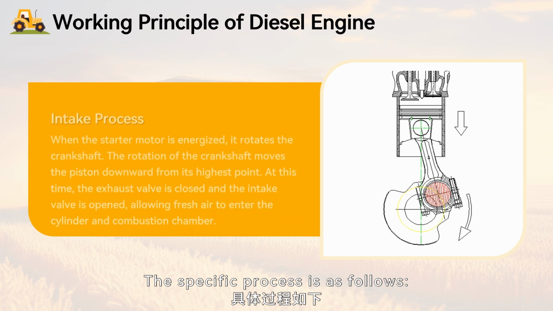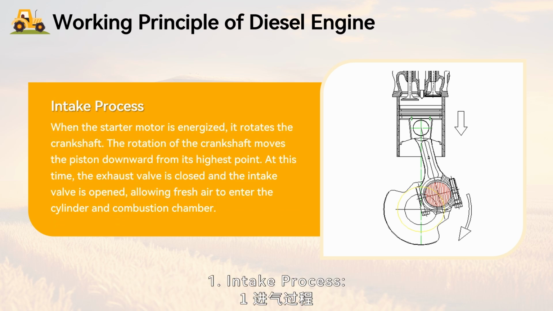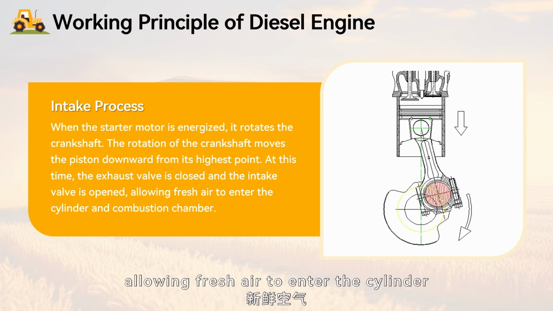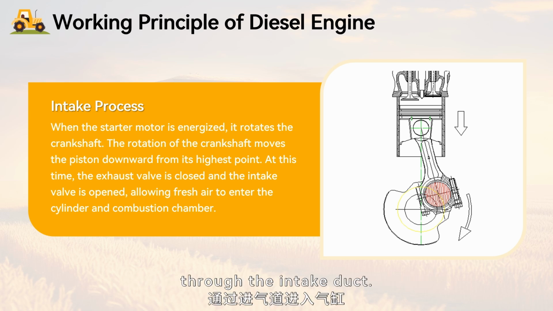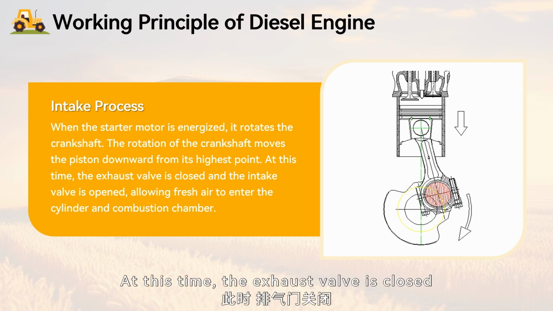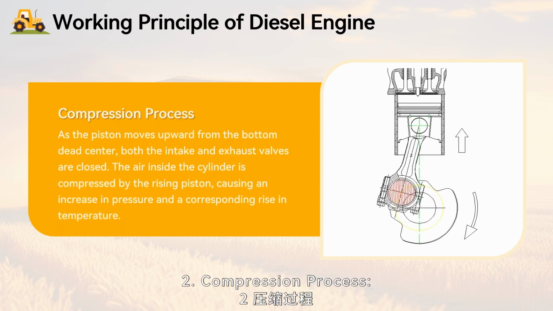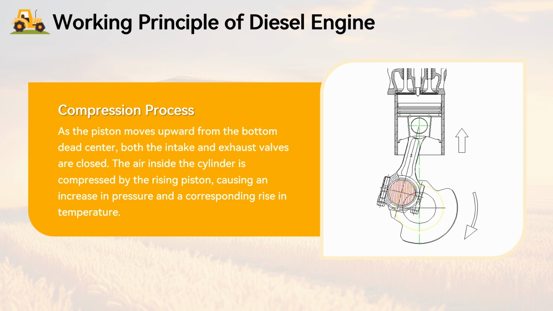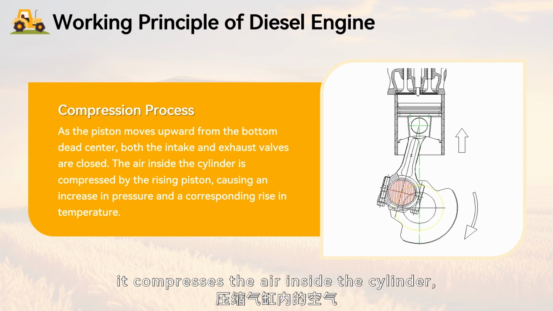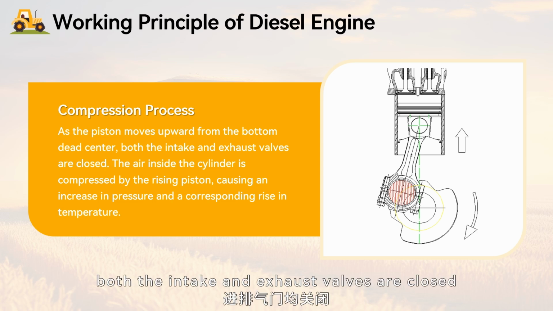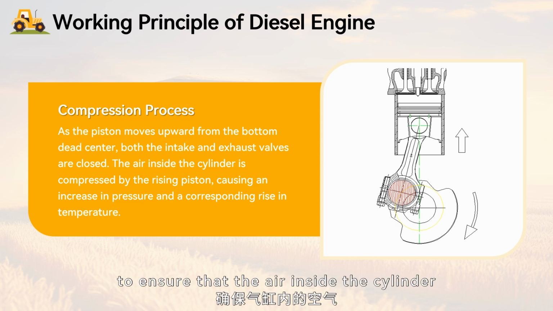The specific process is as follows. 1. Intake process. During the downward movement of the piston, the intake valve opens, allowing fresh air to enter the cylinder through the intake duct. At this time, the exhaust valve is closed to prevent the backflow of exhaust gases. 2. Compression process. As the piston moves upward, it compresses the air inside the cylinder, gradually increasing its temperature and pressure. At this time, both the intake and exhaust valves are closed to ensure that the air inside the cylinder is fully compressed.